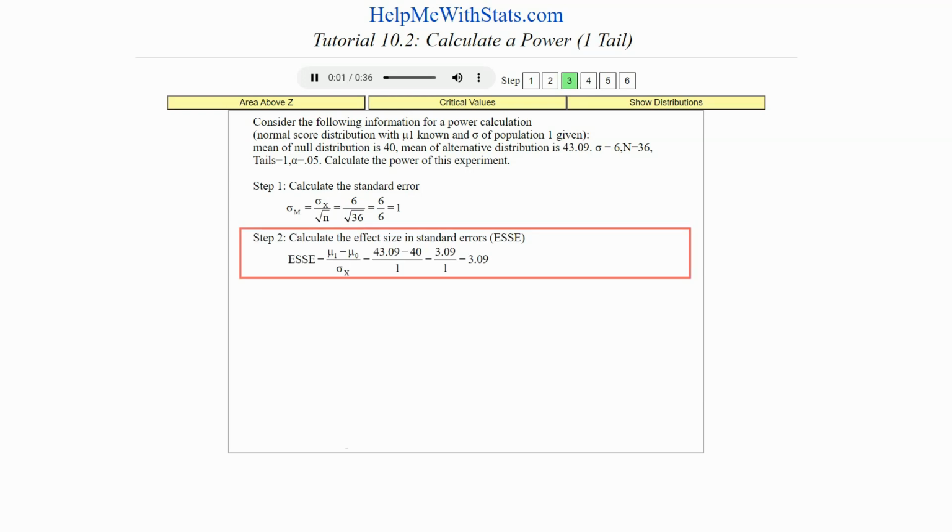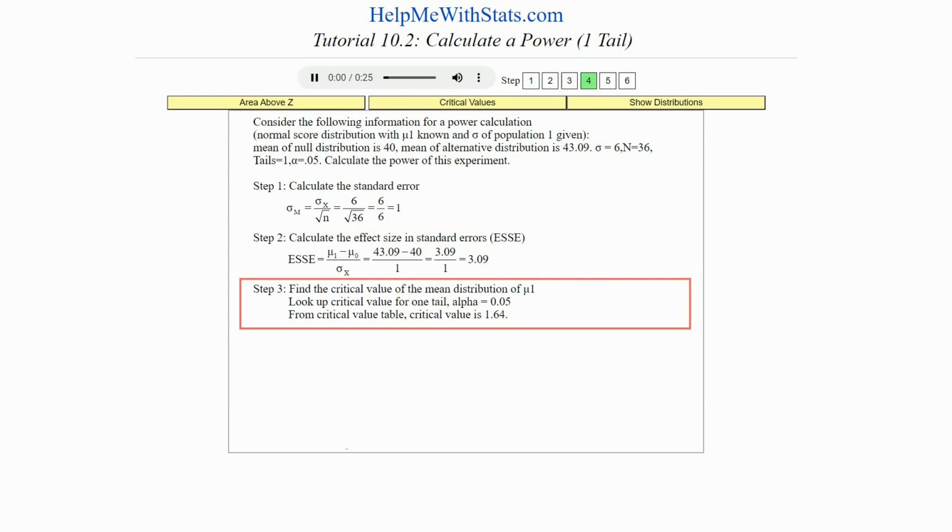Next, we need to find how far the means of the two mean distributions are away from each other. This is called the effect size. We know that the absolute distance between the means is 43.09 minus 40 equals 3.09. But we need to know this effect size in standard errors, which is called the SE. The SE is 3.09, the absolute effect size, divided by the size of the standard error, 1. The SE works out to 3.09 divided by 1, which is 3.09.